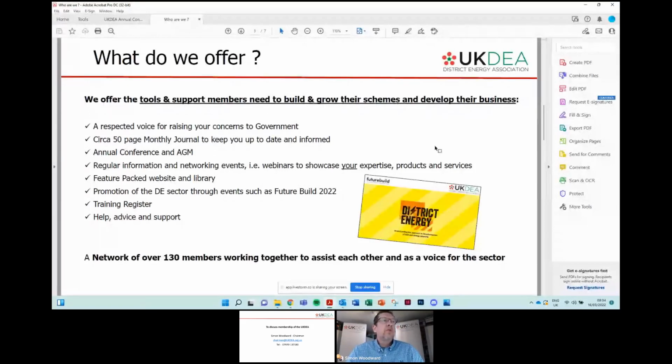So in terms of us as the UKDEA, we seem to have put the slide back on the screen again. So we're working through the conference today. We've got regular information and networking events. We've got a feature-packed website and library. We're promoting the sector through events such as Future Build 2022, which only happened last month. We've got the training register, which has over 40 different training courses from 20 different members, help, advice and support to our members. And we've got a network of over 130 members working together as a voice for the sector. So, Tom, would it be possible to change the next slide, please?